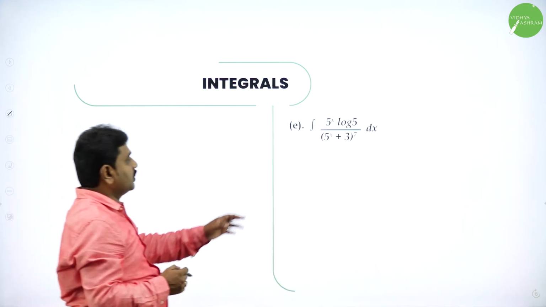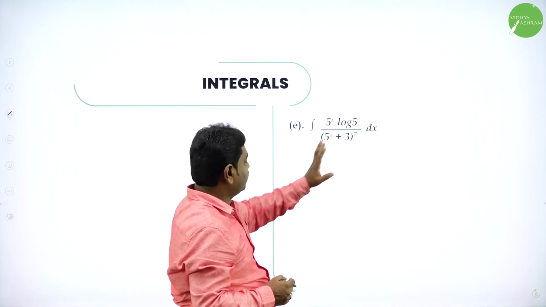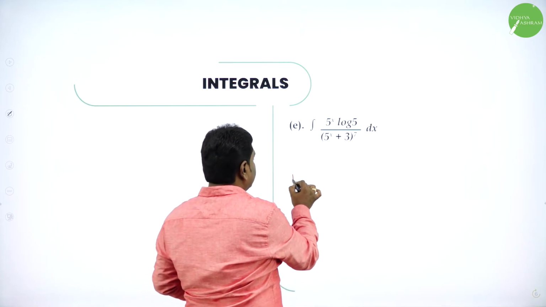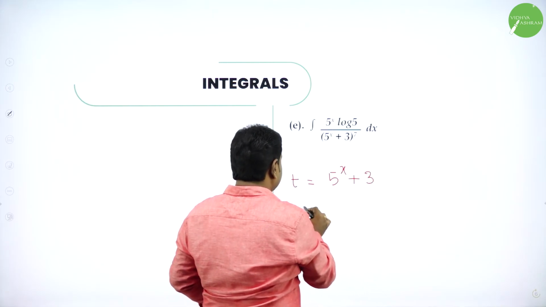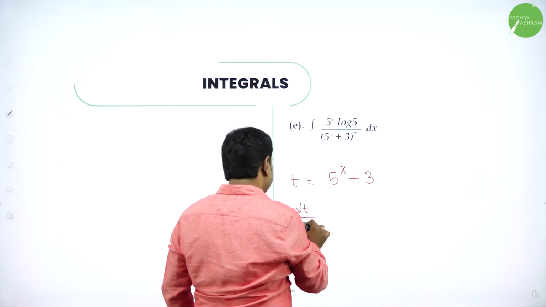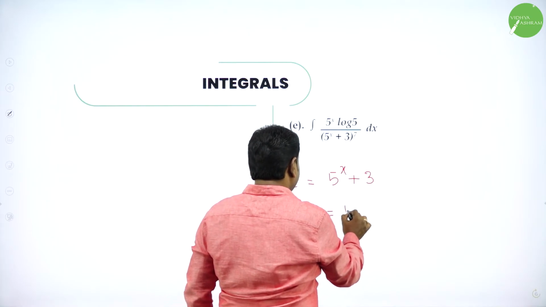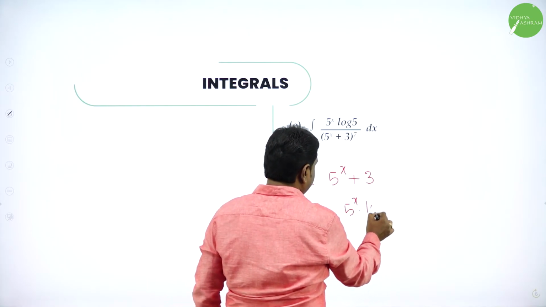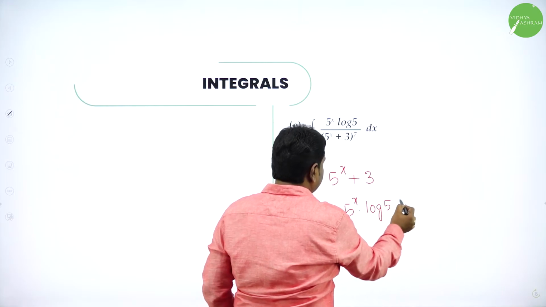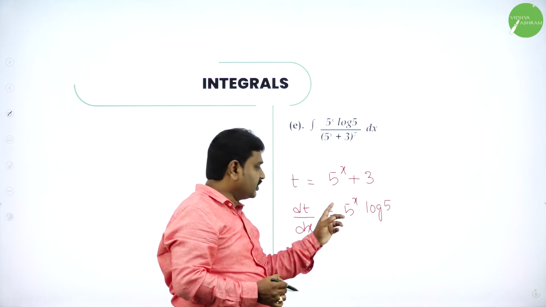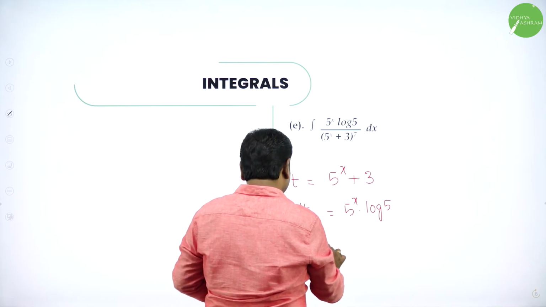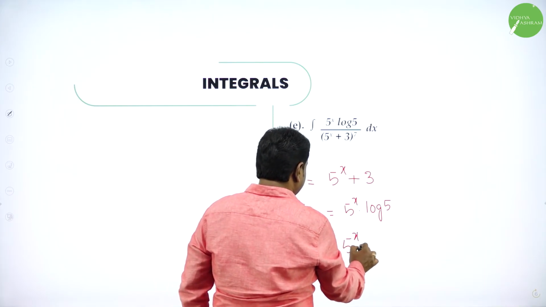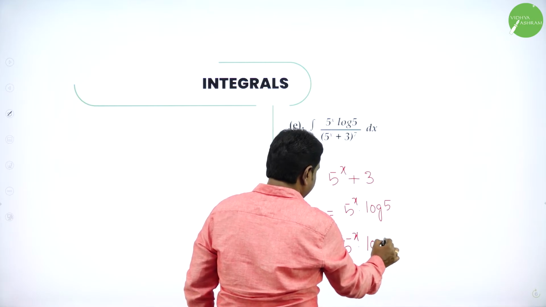Next we have 5 power x log 5 divided by (5 power x plus 3) power 7. So take t equal to 5 power x plus 3. So dt by dx becomes 5 power x log 5. You know a power x, what is the derivative of a power x? A power x into log a. So now rearrange. So dt is equal to 5 power x into log 5 dx.